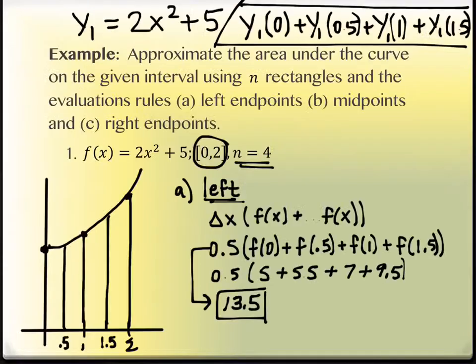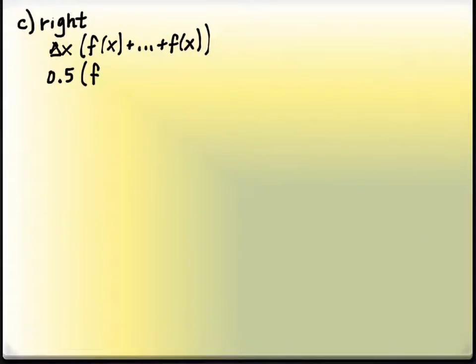What is the right endpoint of the first, or the leftmost, rectangle? 0.5. My first right endpoint is at 0.5. What's my second right endpoint at? 1. And then 1.5. Don't get carried away too. I'm going to show you another cool feature of your calculator. You're going to love it in just a second. And then f of 2, right?